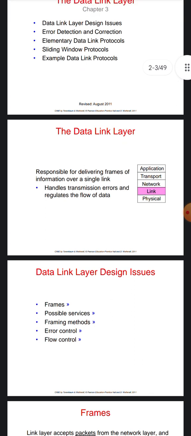Now we see the data link layer. Now we know the computer network has 5 layers: application layer, transport layer, network layer, link layer, and physical layer. These are the 5 layers which make computer network. Now we will see the link layer, also known as data link layer, responsible for delivering frames of information over a single link. There is a single link, and what the data link layer will do, it will deliver the frames of information over that single link. This is the responsibility given to data link layer.